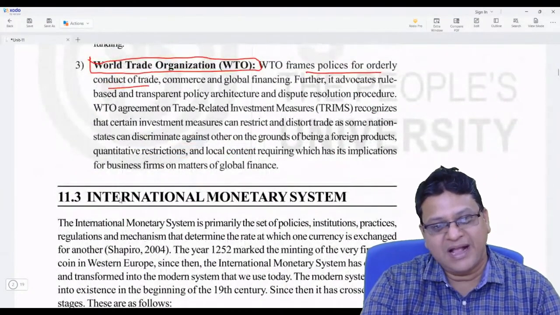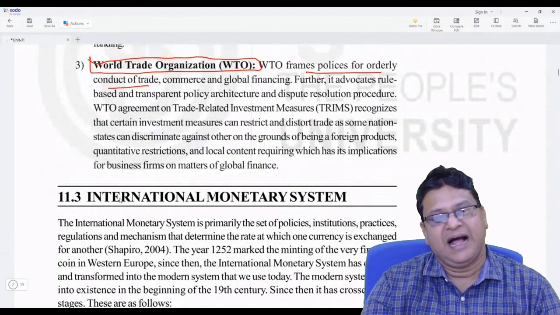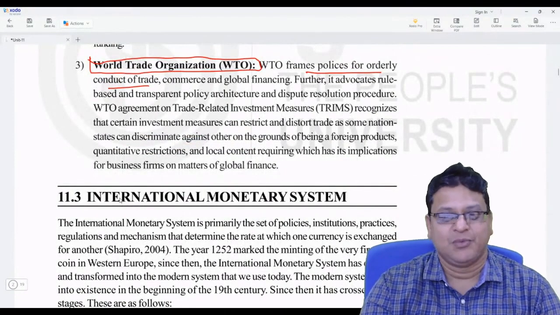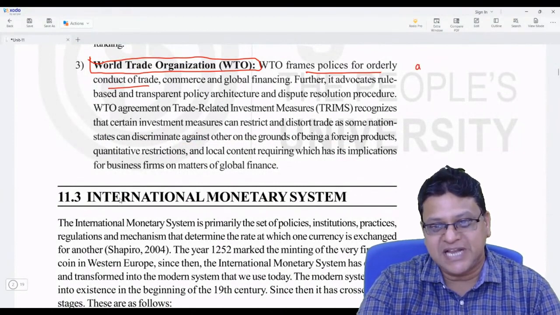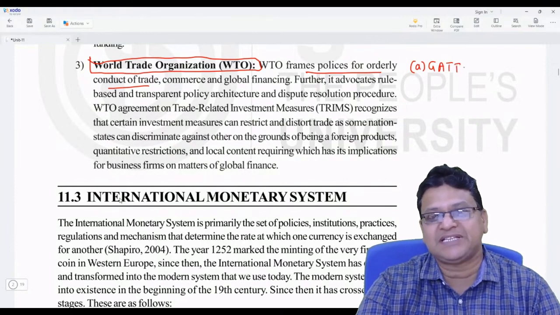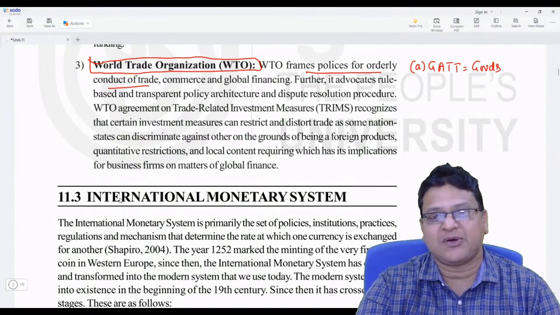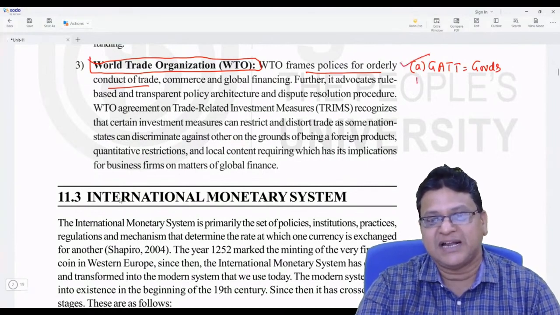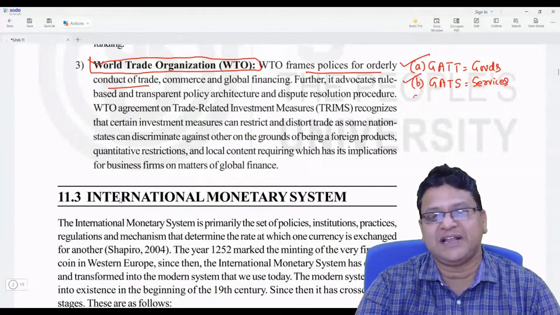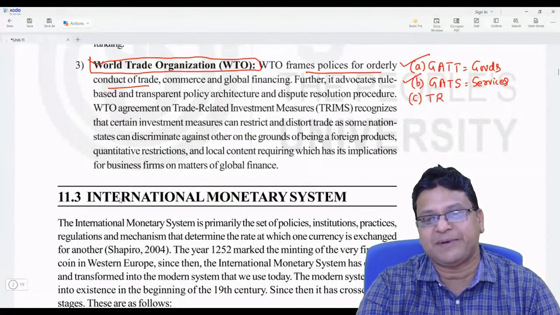So WTO has certain agreements and the member countries sign to those agreements. Most of the important agreements signed under WTO, one is GATT agreement. GATT agreement is for goods. The international trade of goods is conducted as per GATT agreements. Another is GATS agreement. International trade of services is done under the rules framed under GATS agreement. There is another agreement that is known as TRIPS agreements.